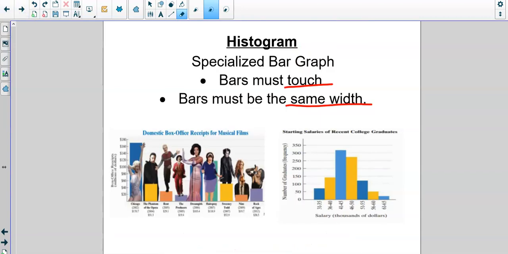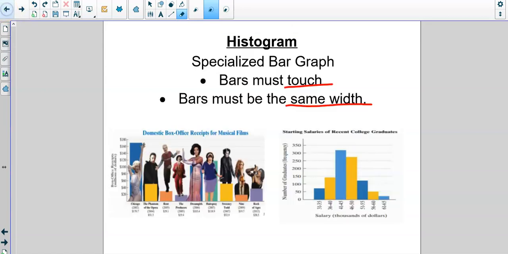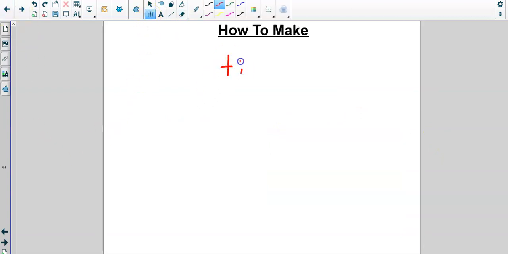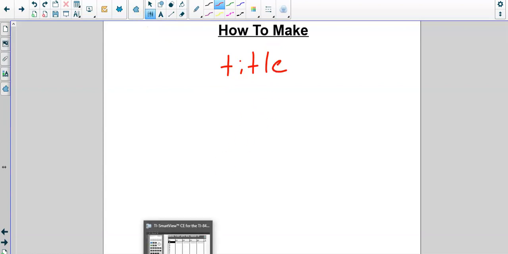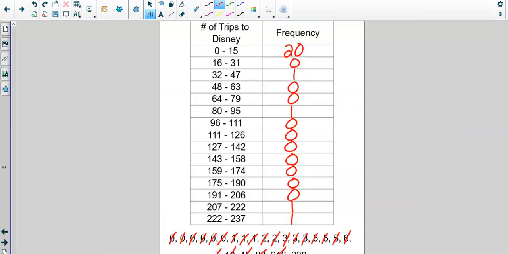So, how do we make a histogram? Well, let's take a look at what we see over here. So notice each one of these, even the bar graphs up at the top, we have titles. So your histogram better have a title. And then you'll have your giant L. Okay? What's cool about this, all you need to do is take your frequency table here, and these represent your X and Y axis. You just got to label them for us and then put all the information on there.